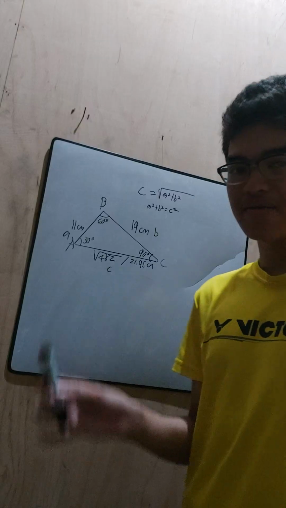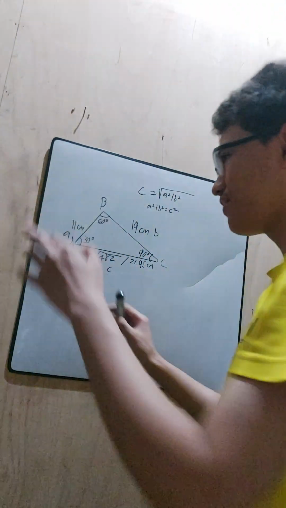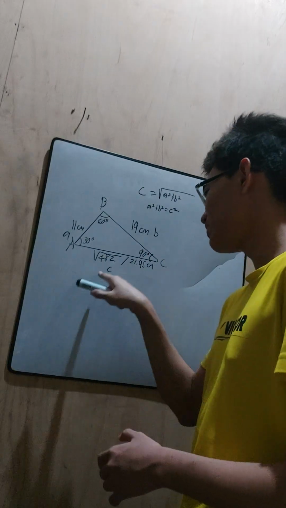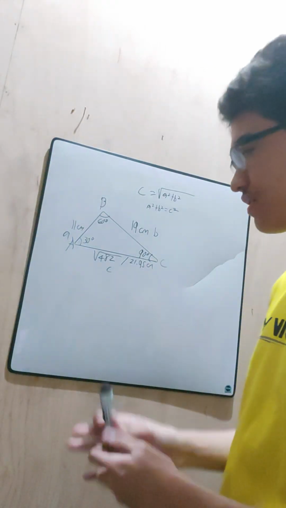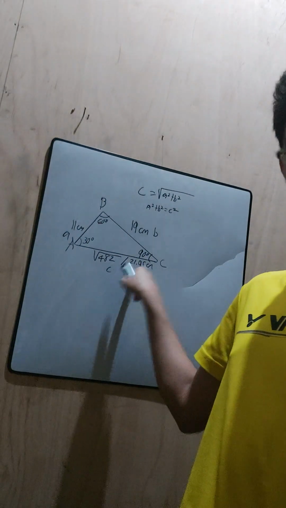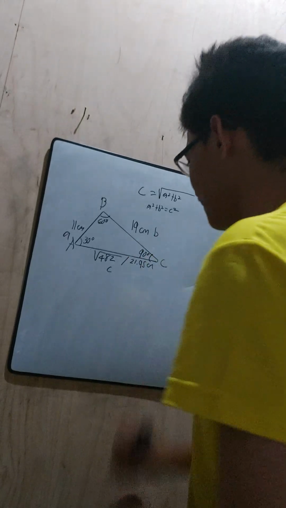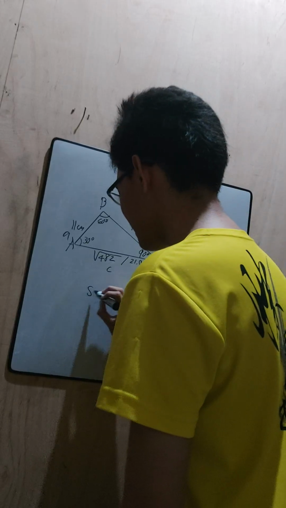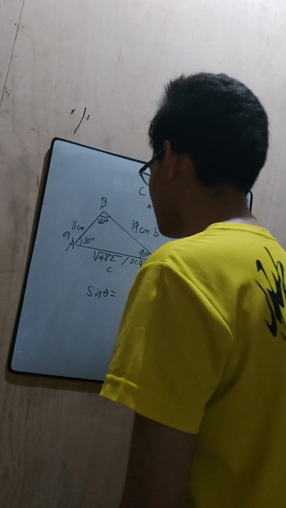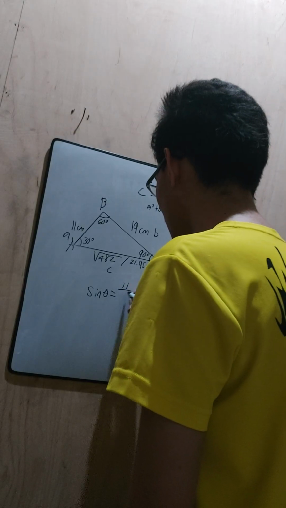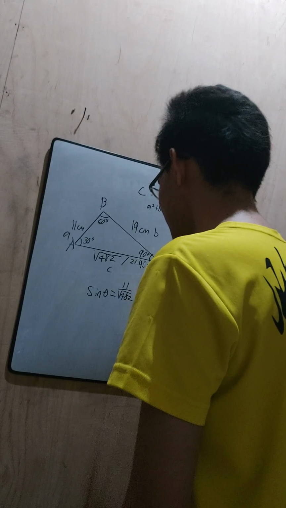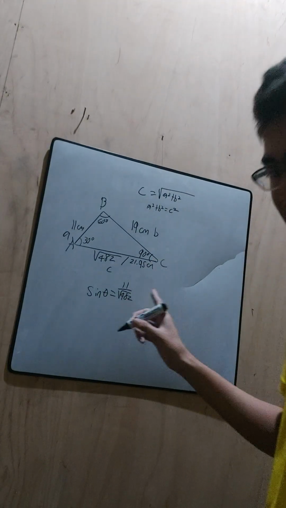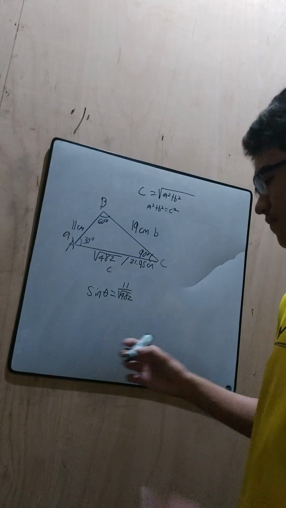Now, let's have another case scenario where we don't know this. We don't know the hypotenuse. Watch this. Now sine theta is equals to 11 over square root of 482. Yes? Now look at this.